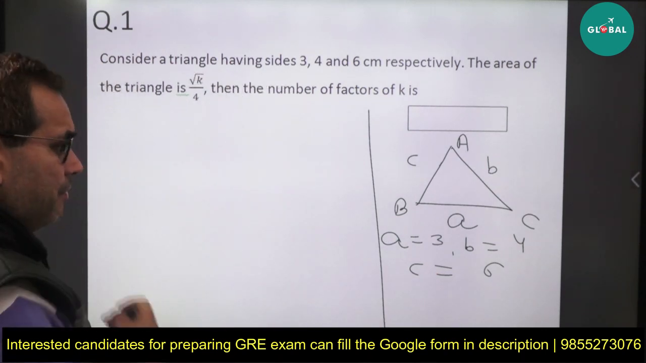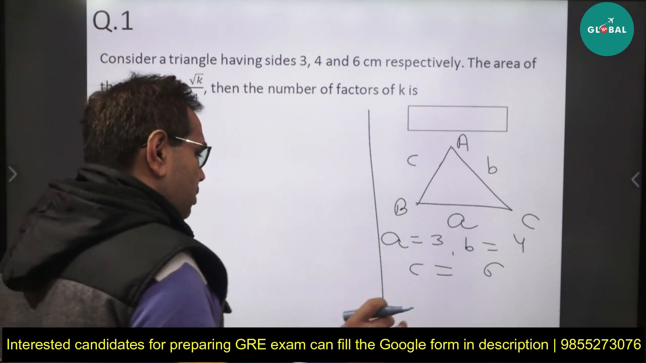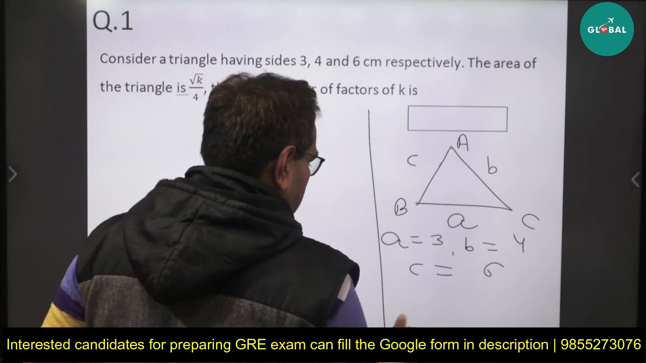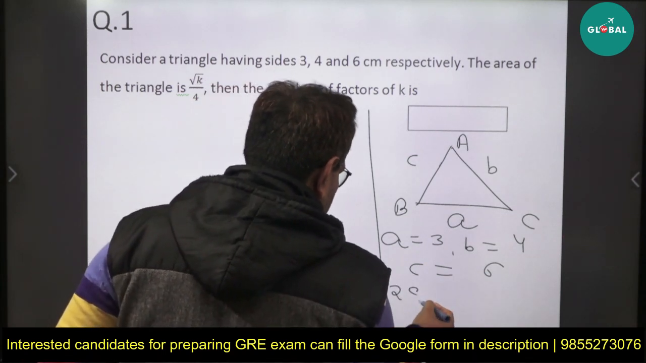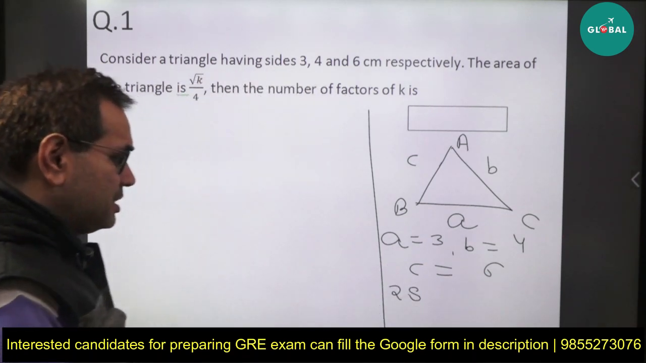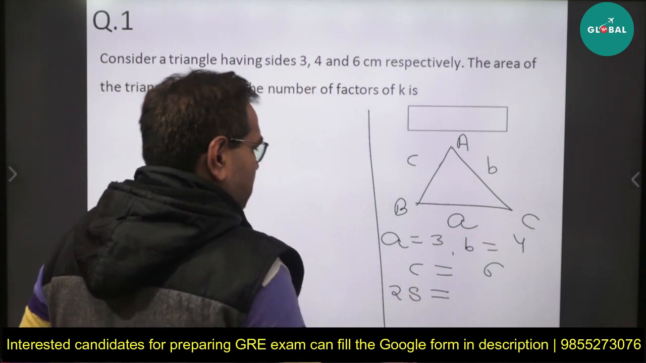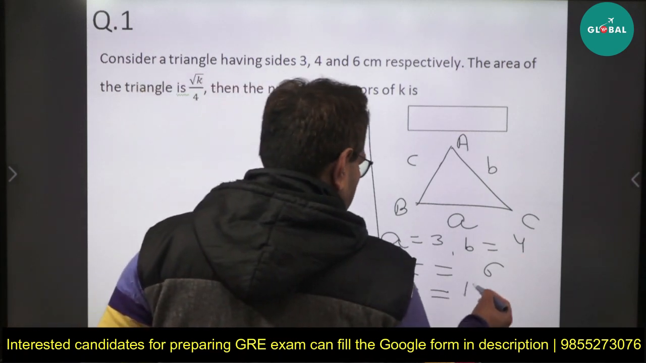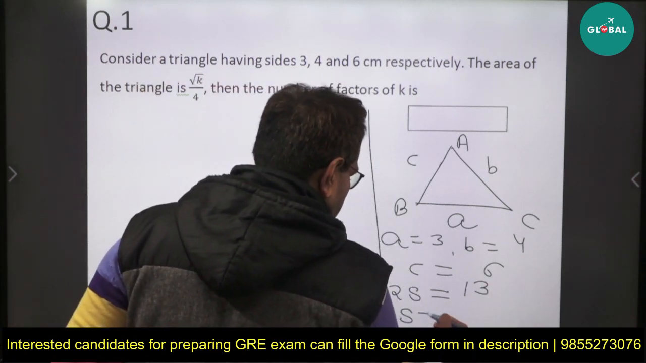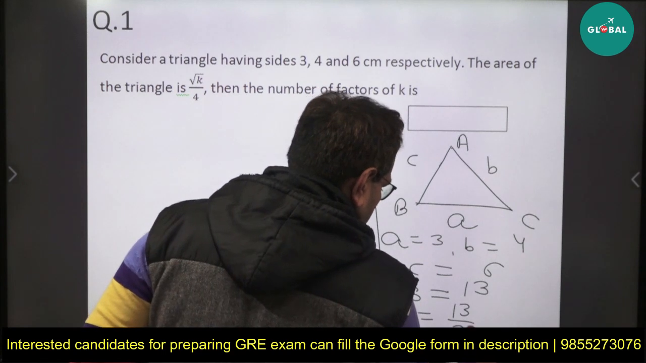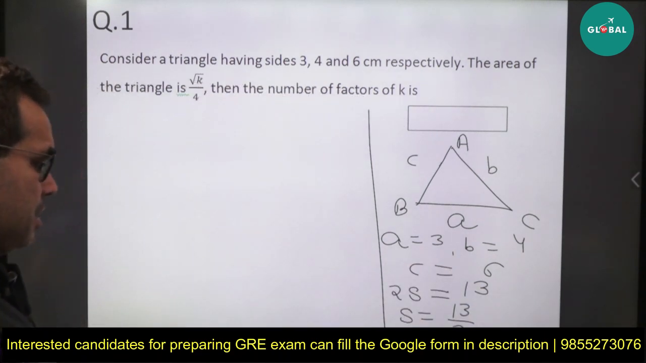To find the area when sides are given, first we need to compute the semi-perimeter. We know that 2s is the perimeter, s is the semi-perimeter. This 2s is equal to a plus b plus c, so it is 13. So the semi-perimeter s is equal to 13 divided by 2. s is the representation for the semi-perimeter of a triangle.